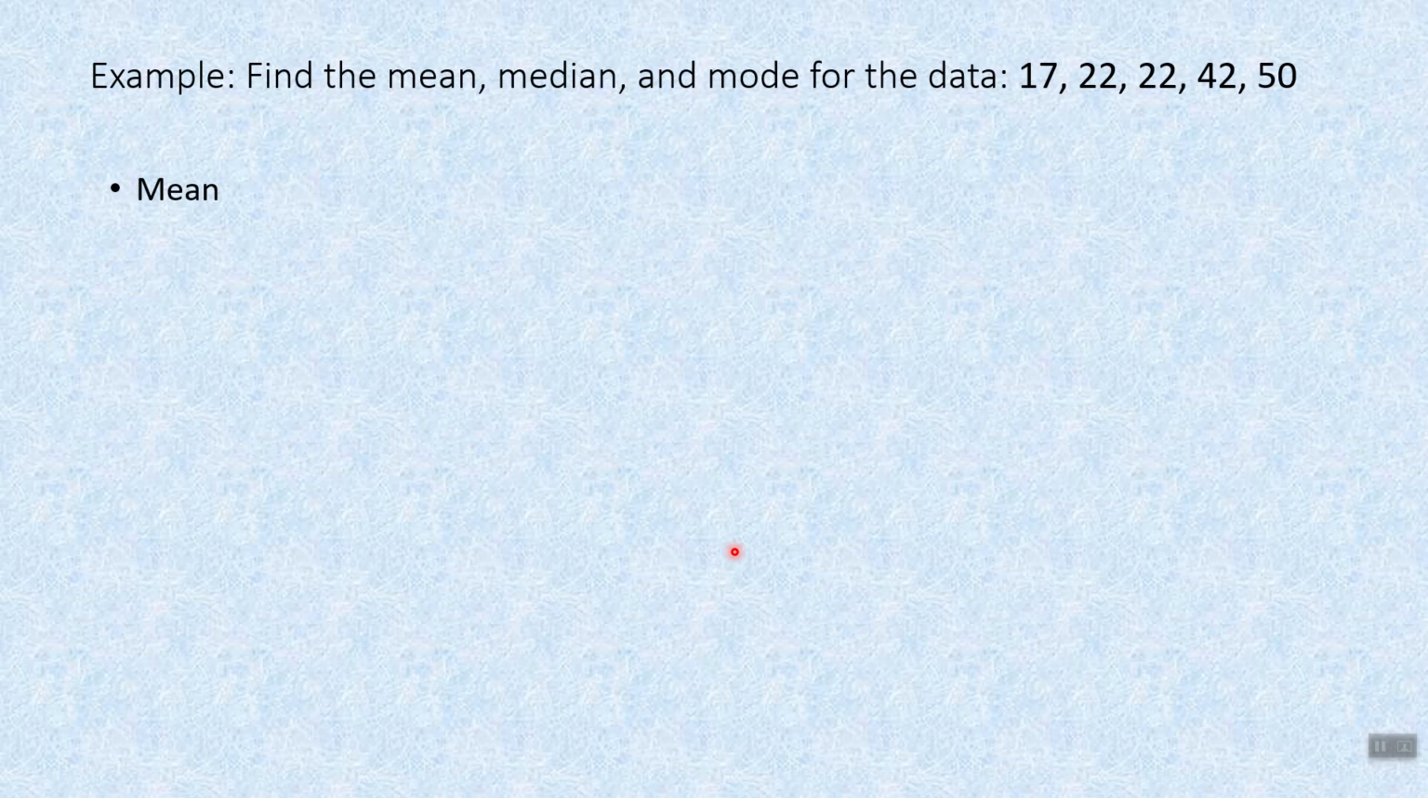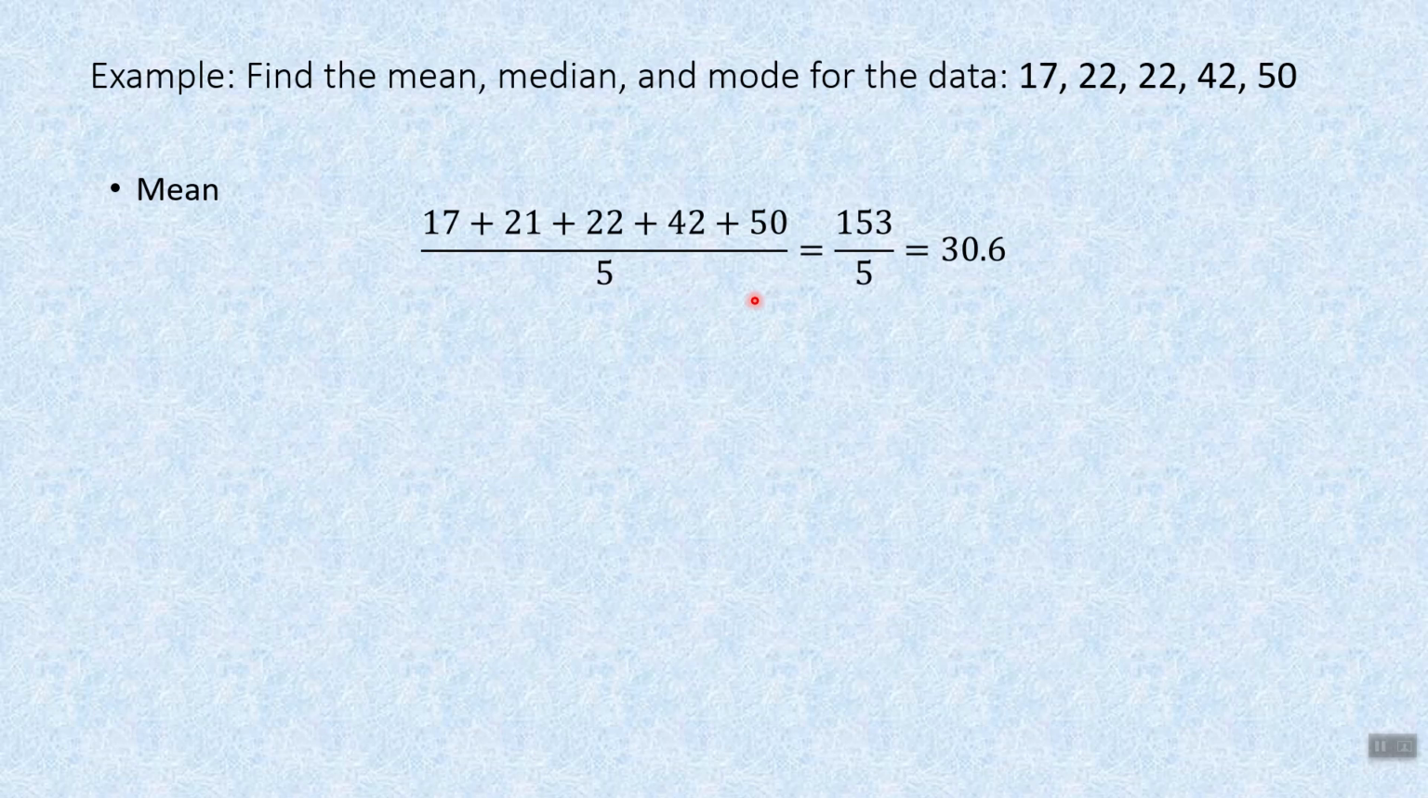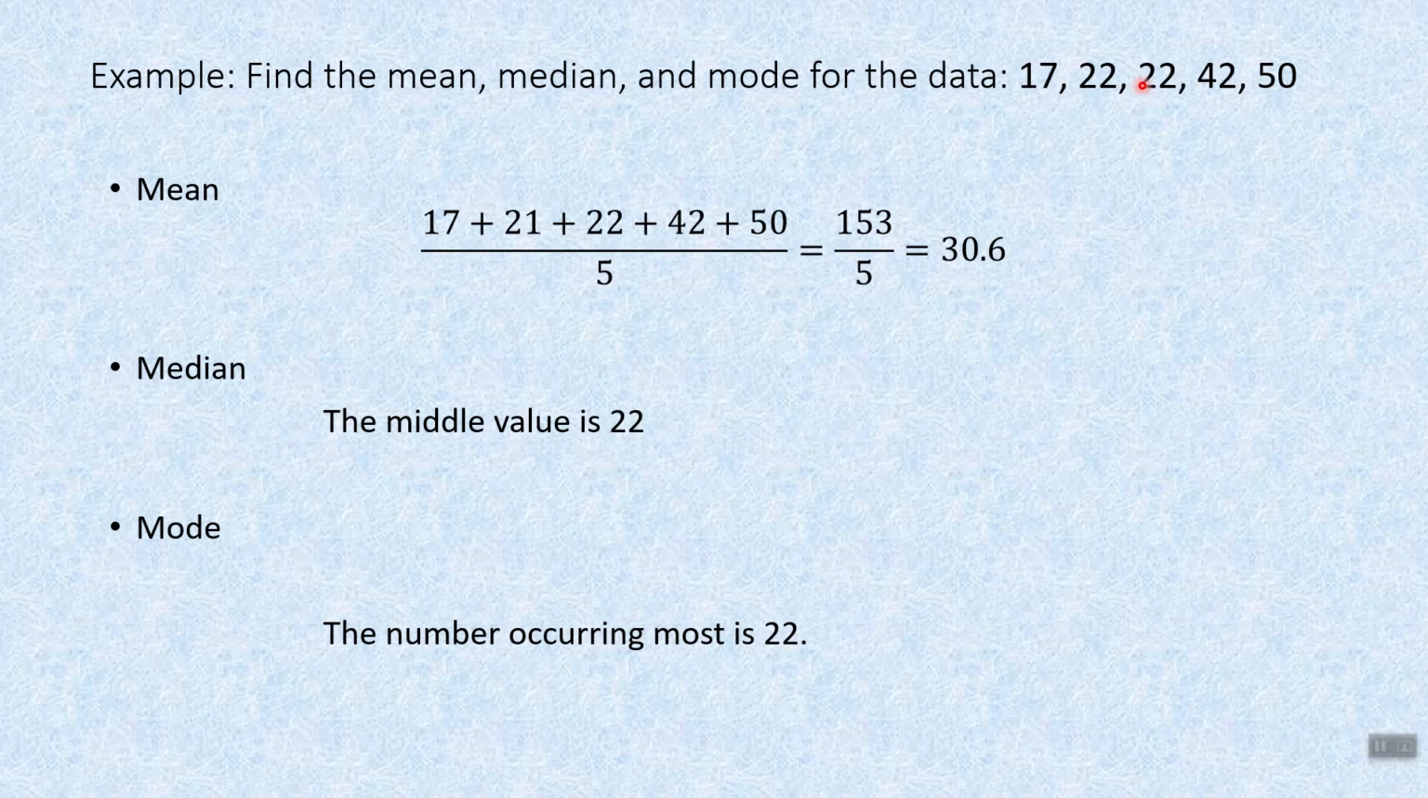If I want to find the mean, I will add the 5 values and then divide by 5. 153 divided by 5 is 30.6. The median, remember the median is the middle value. Jumped the gun here. What's in the middle? They're in order already, ascending. There's 5 values, so 1, 2, 3. Middle value is 22. And the mode, which one happens most? It happens to be 22 because it's listed twice.